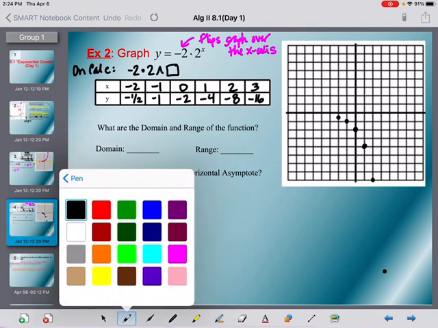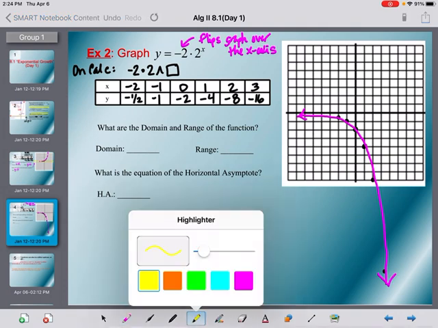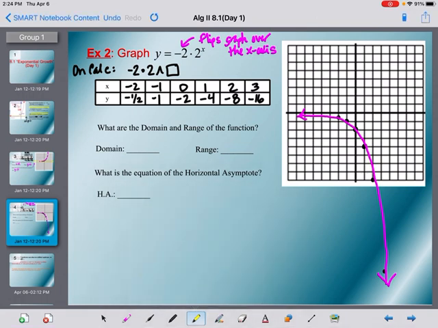So now when I sketch my graph, again, I'm connecting my points here with a smooth line. And I'm staying below the x-axis because there's a horizontal asymptote there at y equals 0. So I'm going to draw that in with my highlighter as well, that horizontal line here. There's my horizontal asymptote. So now let's go ahead and talk about our domain and our range.